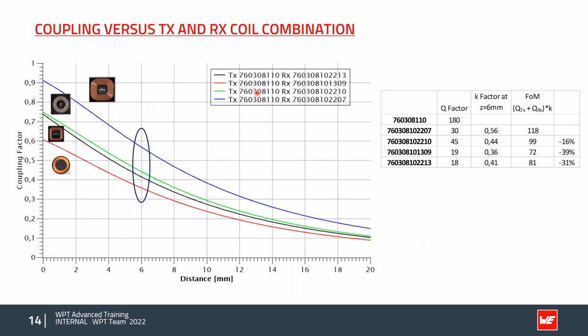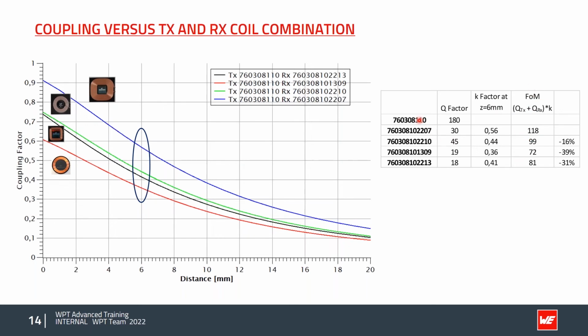Now let's have a look at the coupling versus different TX and RX coil combinations. On the transmitter side, we use a coil which is very often used by our customers, the A10G design with a Q factor of 180. And at the receiver side, we are looking at different coils. For example, the 207, which is this coil, and the 210, which is this coil, the 309 is this one, and the 213 is this one. Let's have a look at a distance of 6 millimeter. And we also calculated the figure of merit.